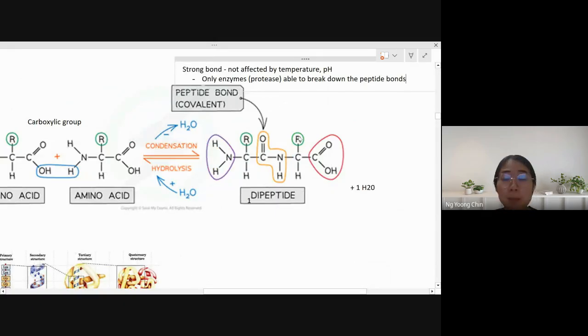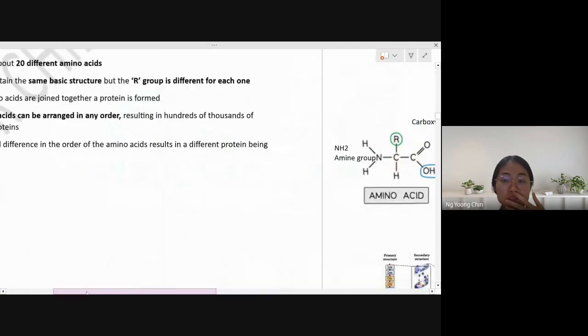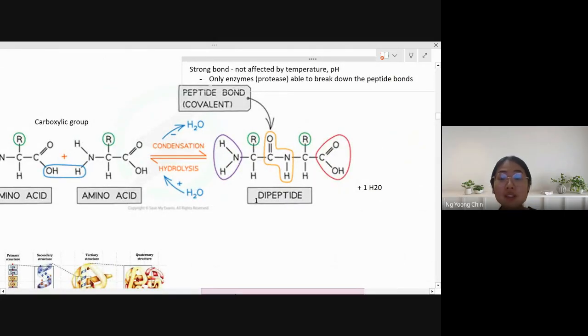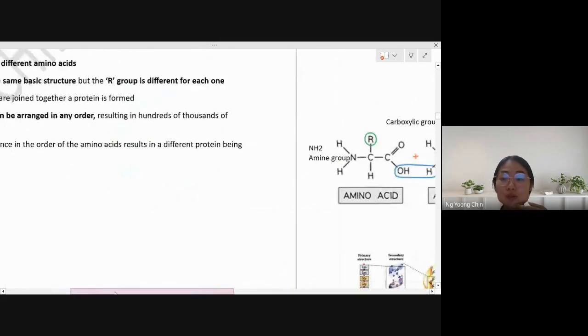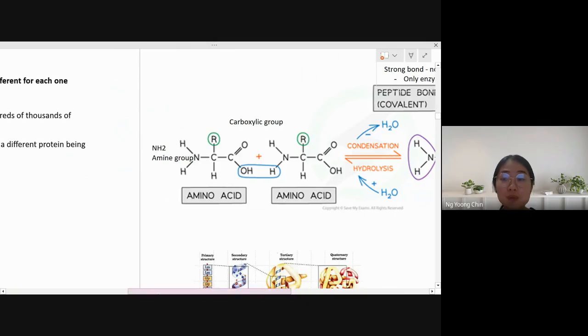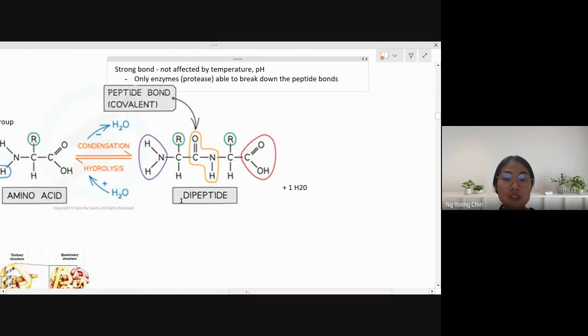So this shows that the peptide bond is really very strong. It's not like other bonds, like hydrogen bonds, which are very easily affected by the change in temperature or pH. If the temperature is too high or too low, or the pH too acidic or too alkaline, they will break down the bond. So remember, a peptide bond joins two amino acids together to form one dipeptide unit.